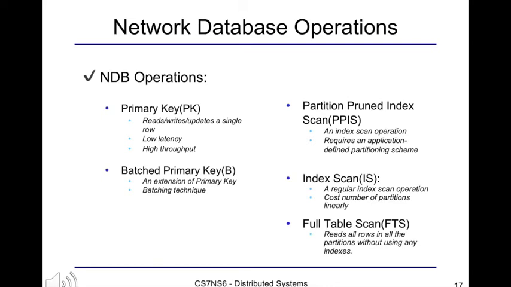We can ensure that the operation runs on the NDB data node that holds the rows for that partition by leveraging the distribution-aware transaction feature. The second is batched primary key operation. It's an extension to the primary key operation which leverages the batching technique. Batching techniques are used in traditional databases to provide higher throughput at the cost of higher latency by making efficient use of network bandwidth.